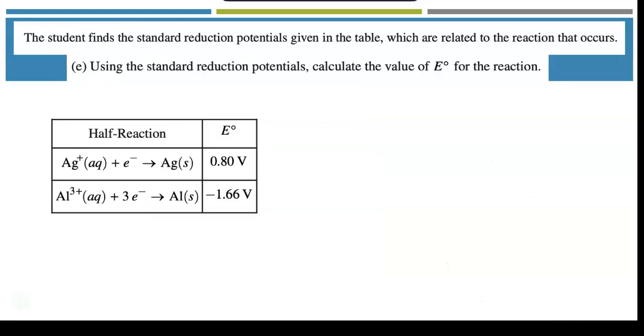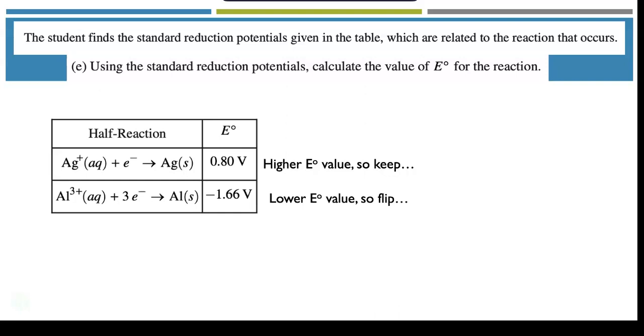The student finds the standard reduction potentials given in the table, which are related to the reaction that occurs. Part E says, using the standard reduction potentials, calculate the value of E0 for the reaction. We know that the silver ions get reduced. We know that aluminum atoms get oxidized. But just working from the standard reduction potentials, the silver half reaction has the higher E0 value. So we're going to keep it as written, which is consistent with the reaction we already know happens. The aluminum half reaction has the lower E0 value, so it's got to be flipped around.